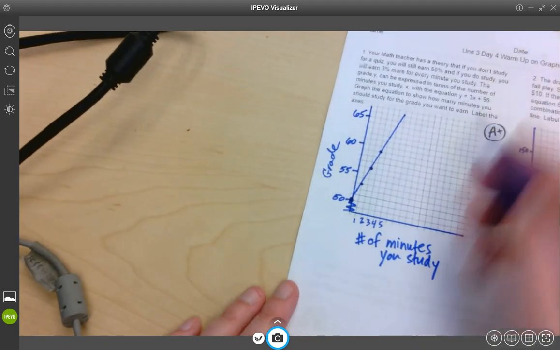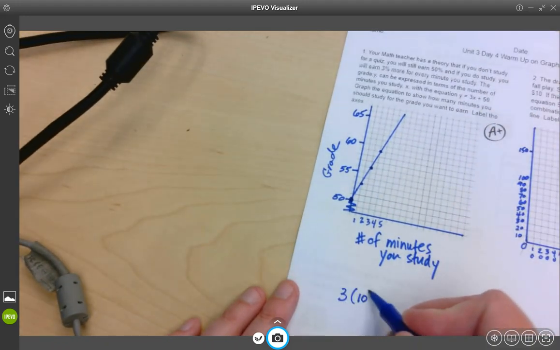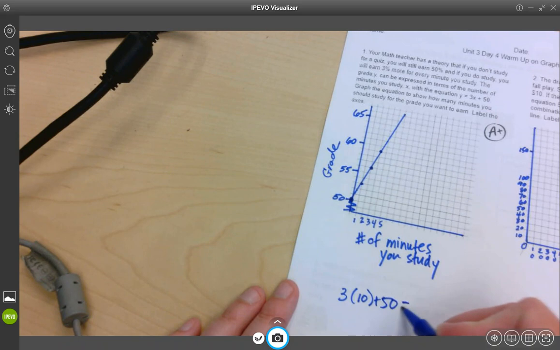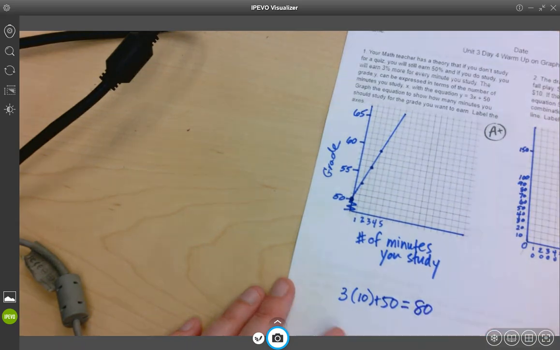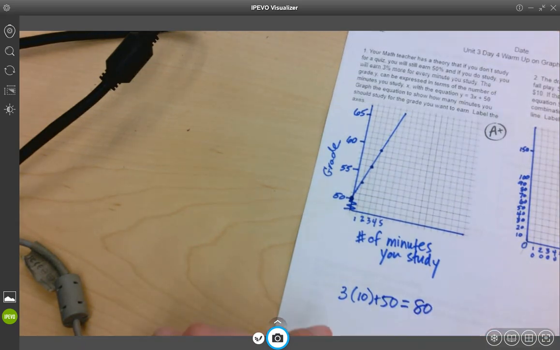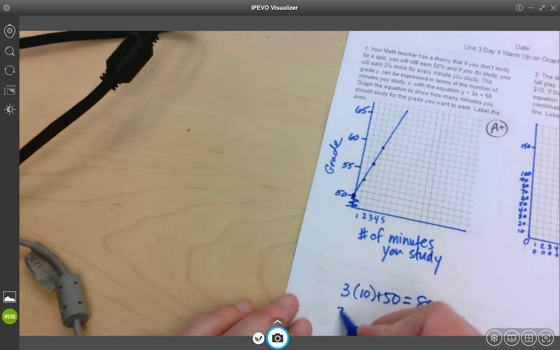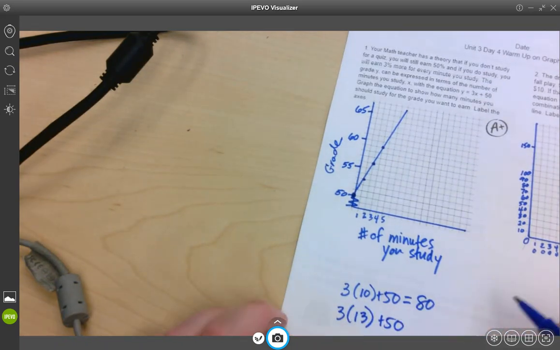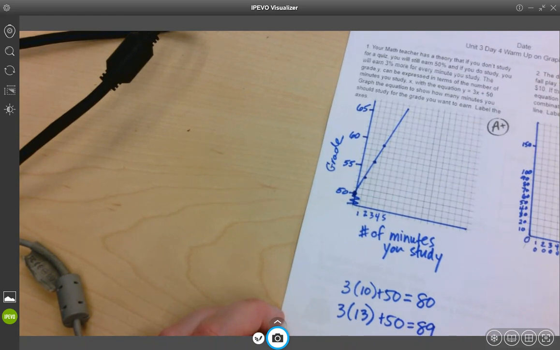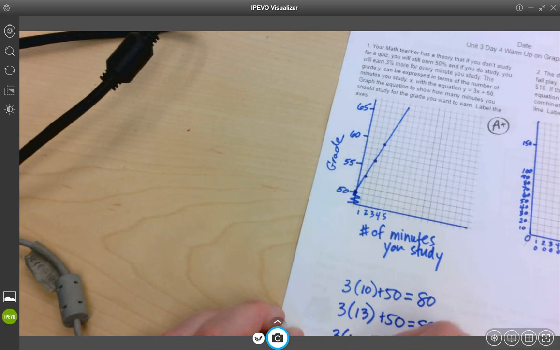So if I studied 10 minutes, it would be 3 times 10 plus 50. So I get an 80. Am I at an A yet? No. No, but I'm getting closer, right? What else could we try? 13. Oh, 13, okay. So 3 times 13 plus 50, 39 plus 50, 89. I'm super close, right? So how many minutes do you think I should study if I want an A? 15. All right, let's try 15 minutes.